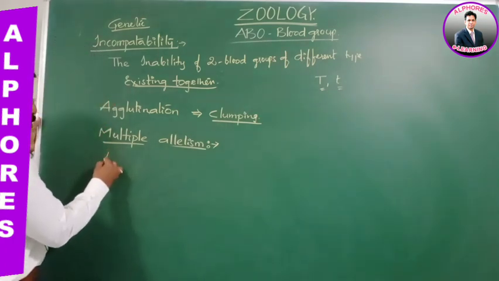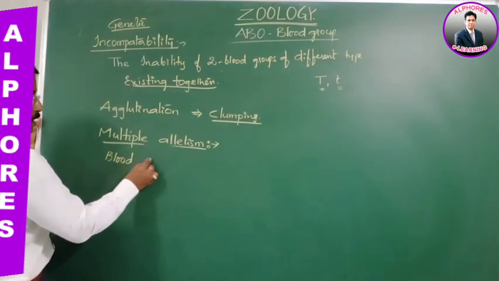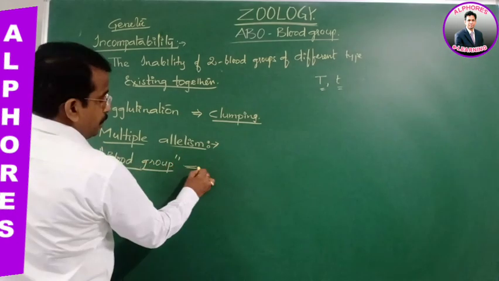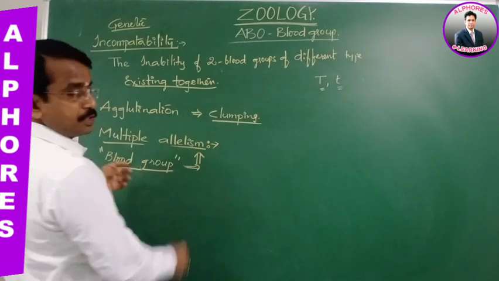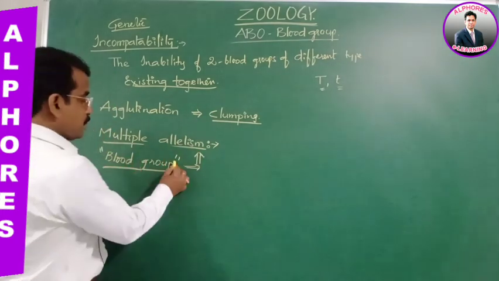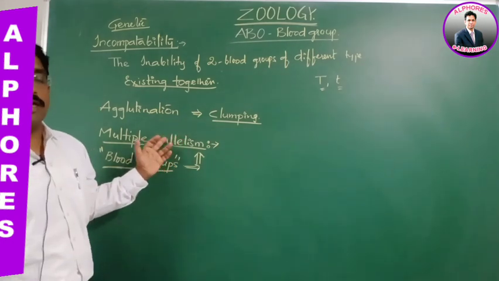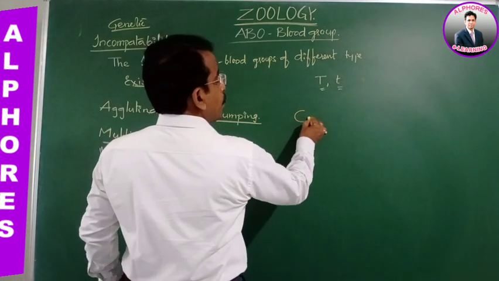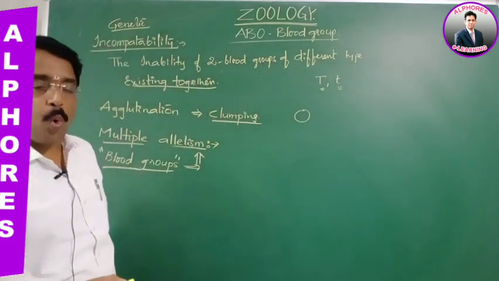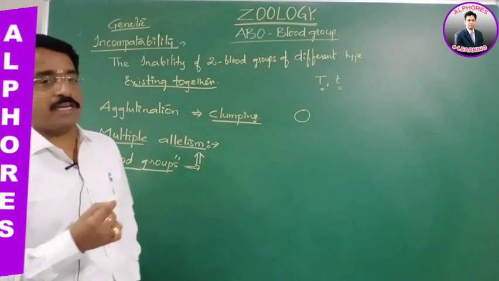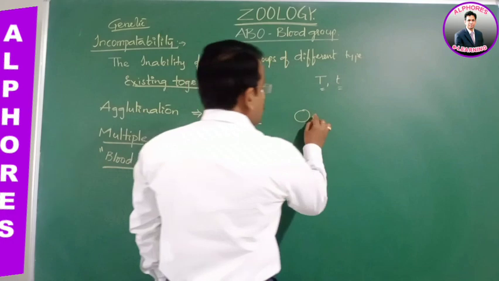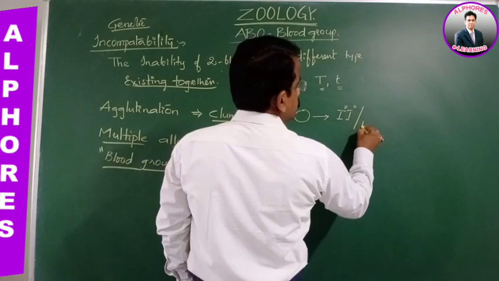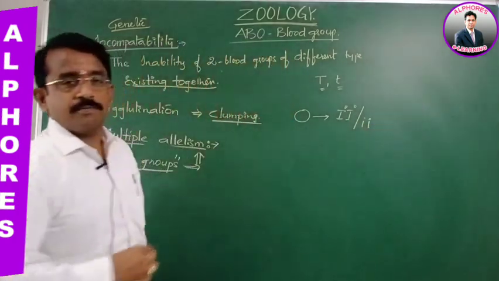And blood groups are the best example for multiple allelism. I repeat, blood groups are the best example for multiple allelism. Why? Suppose my blood group is O, O positive or negative, that we'll also discuss. That is, I have the genotype I^O I^O, or else it can be denoted like this.